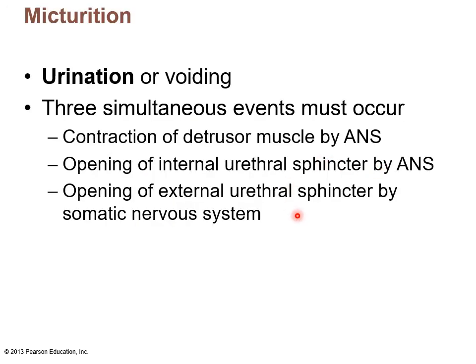Micturition, urination, or voiding all mean the same thing, but three simultaneous events must occur. Contraction of the detrusor muscle by the autonomic nervous system, opening of the internal urethral sphincter by the autonomic nervous system, and then you control the external urethral sphincter by the somatic nervous system. Somatic means you control it.